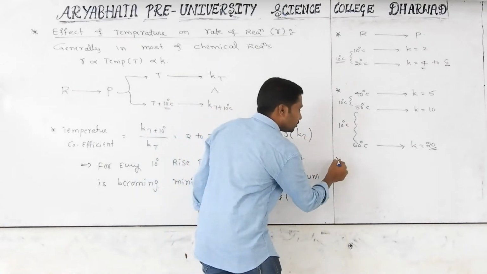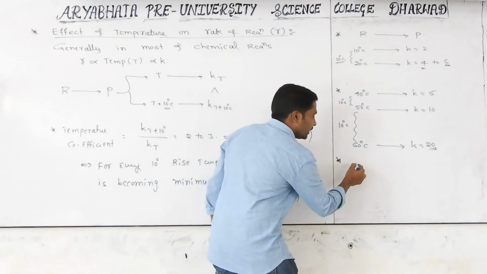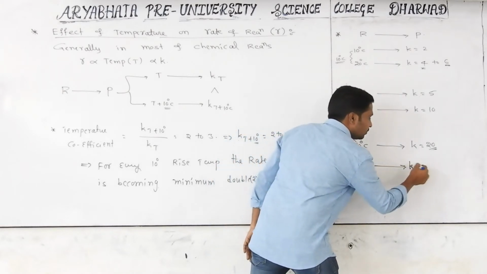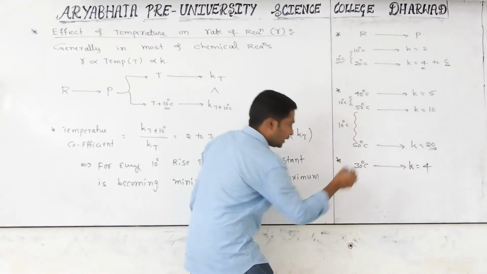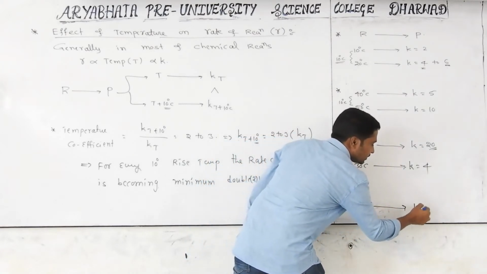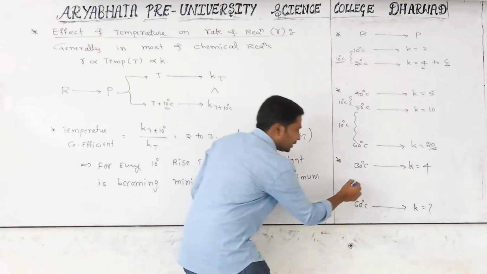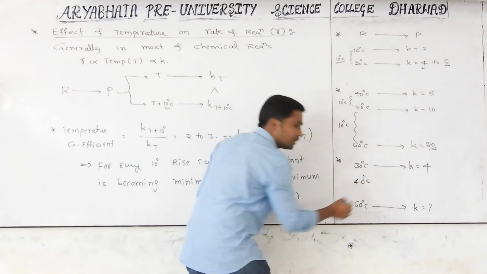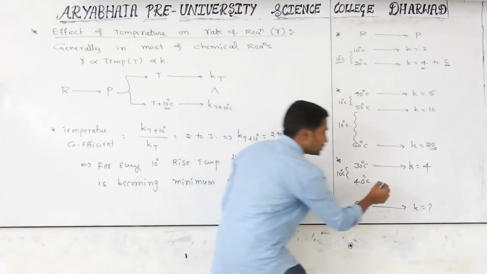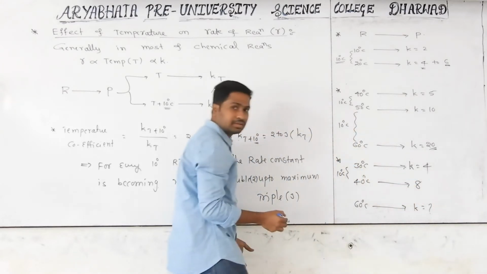Just I will give you one more question. For example, at 30 degrees Celsius, the rate constant value for the reaction is 4. At 60 degrees, what is the rate constant value for this reaction? Can you get it? That is very good. 30 to 40 degrees, first you calculate. The interval is 10 degrees, and for every 10 degree change, the rate constant value becomes double.